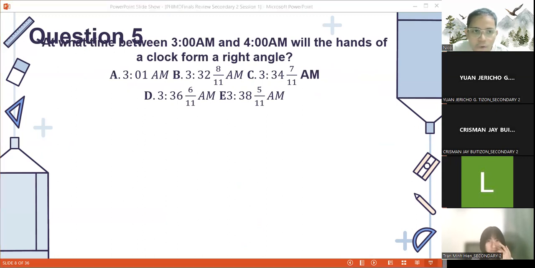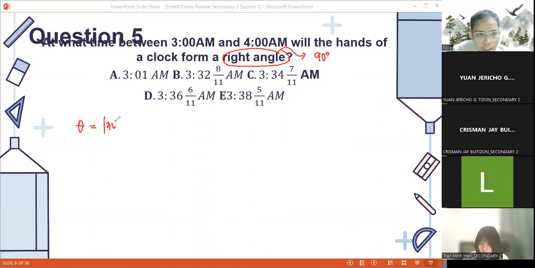Number 5: at what time between 3 a.m. to 4 a.m. will the hands of a clock form a right angle? So since it's a right angle, that would be 90 degrees, right? So we have our clock angle formula, which is theta is equal to the absolute value of 30h minus 5.5m, or in sum, they use 11 over 2, 11 over 2m.